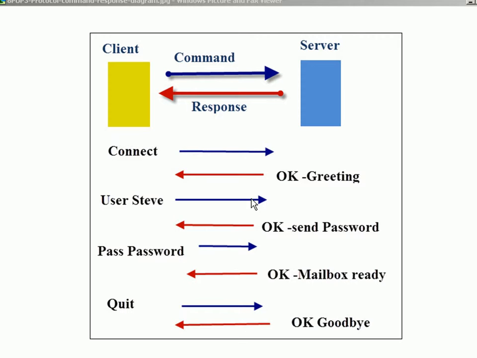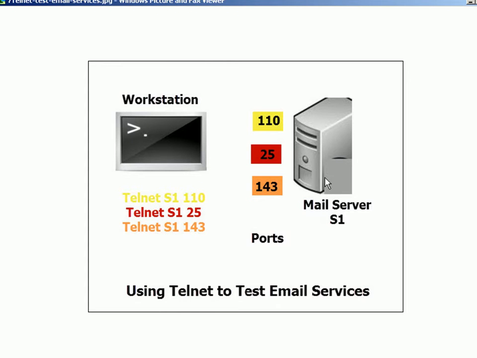And this is showing the POP3 command response, but SMTP works in a similar fashion, and IMAP4, which came later on, was designed using the same idea, and it works also in a similar fashion. Now if we take a typical mail server, it has an IP address which I haven't shown there, but it's sitting there listening on port 110 for POP3, port 25 for SMTP, and 143 if it's running IMAP4.